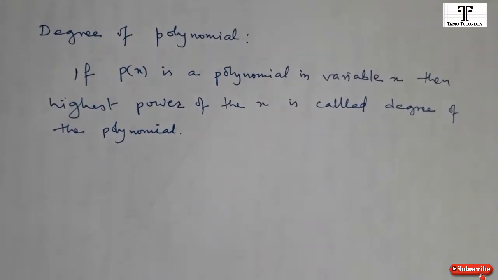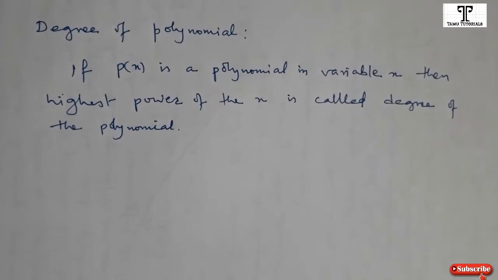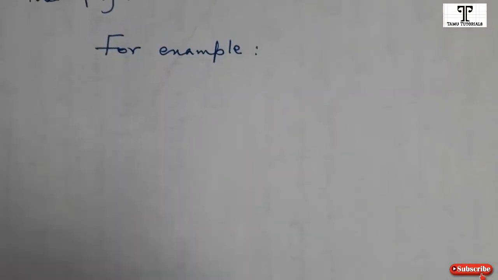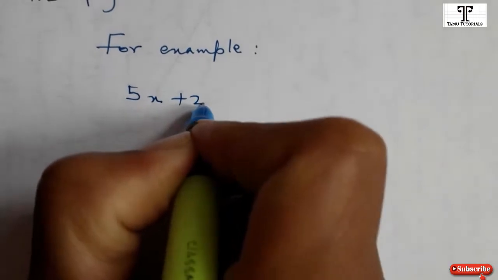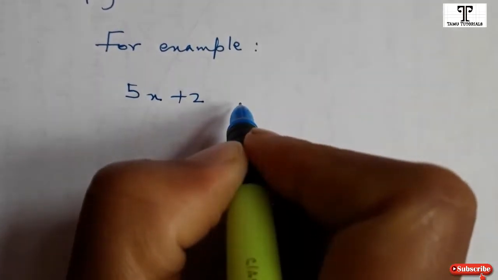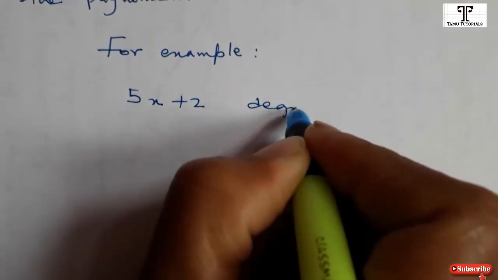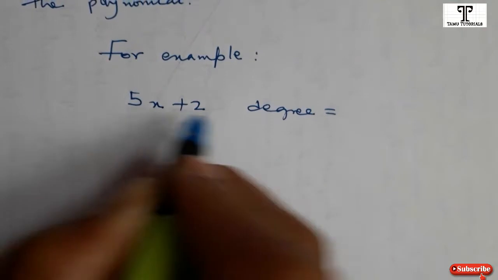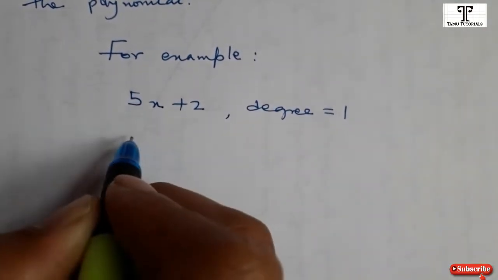Okay, degree of polynomial. If p(x) is a polynomial in variable x, then the highest power of x is called the degree of the polynomial. For example, the polynomial 5x plus 2 is a linear polynomial, so its degree is equal to the highest power of the variable, which is 1, so its degree is 1.